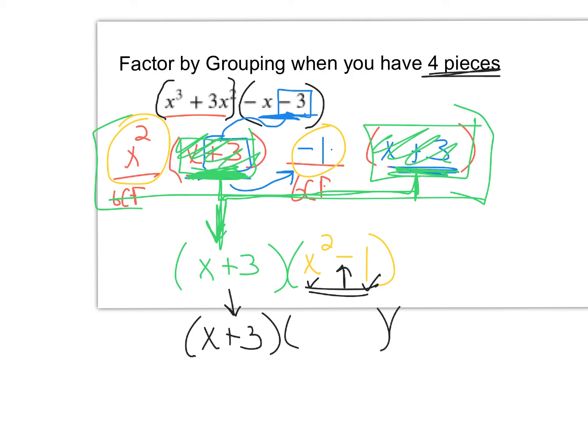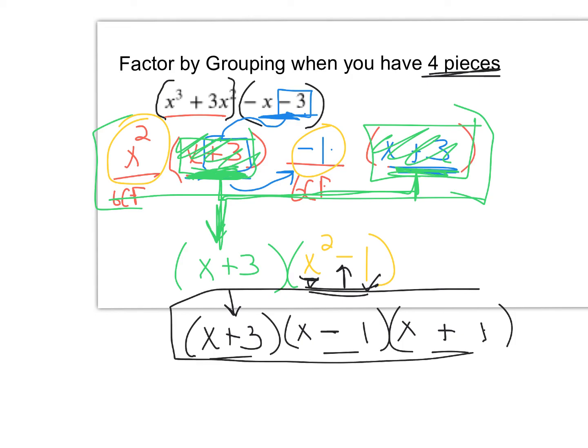Now to do difference of squares, remember, the square root of x squared is x and x. We're going to have 1 and 1 because the square root of 1 is 1. Now we alternate our signs. And then I look, do I have any exponents in any of these parentheses now? The answer is no. So that's our factored group.